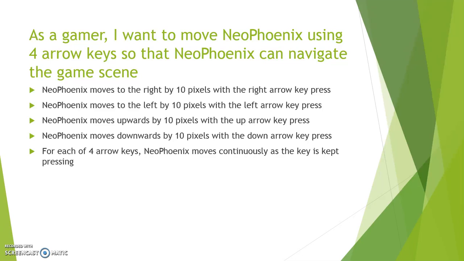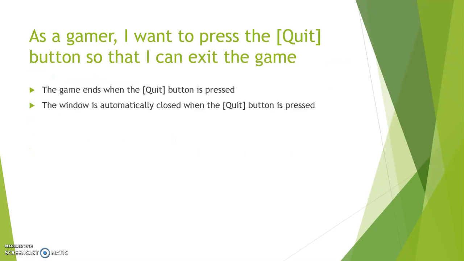As a gamer, I want to move Neo Phoenix using 4 arrow keys so that Neo Phoenix can navigate on the game scene. Neo Phoenix moves to the right by 10 pixels with the right arrow key press, moves to the left by 10 pixels with the left arrow key press, upwards with the up arrow key press, and the same downwards for the down arrow key press. For each of the 4 arrow key presses, Neo Phoenix moves continuously as the key is kept pressed.